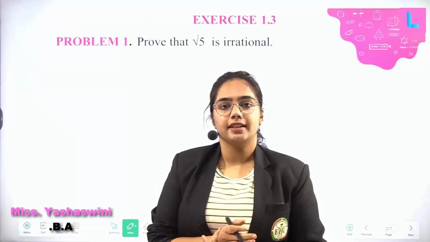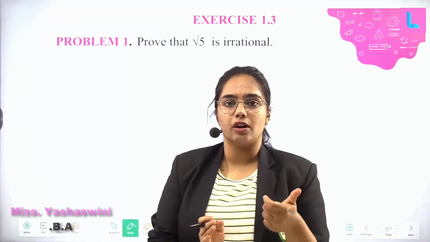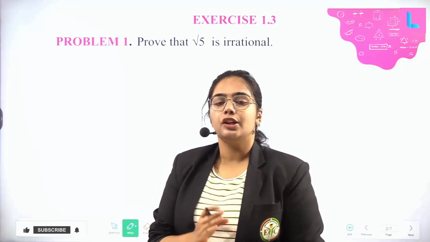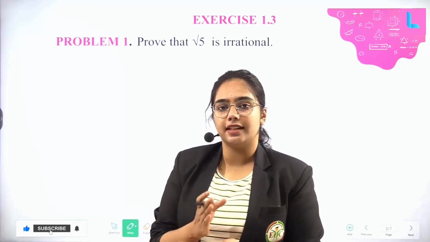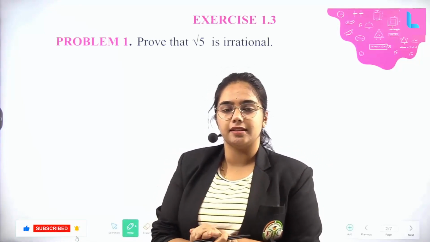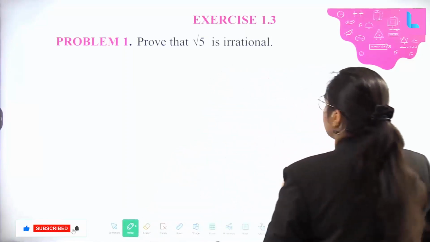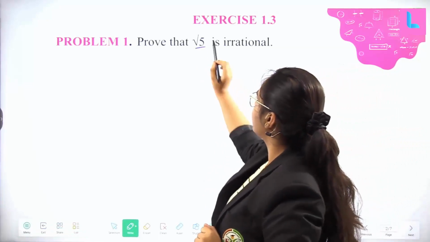Yesterday and the day before yesterday, we were looking into the topic of how to solve a number. When a number is given, how should we prove that the number is irrational? So today we have exercise 1.3, and there are three questions in that. We'll solve all three questions today. To get started, the first question is, prove that root 5 is an irrational number.